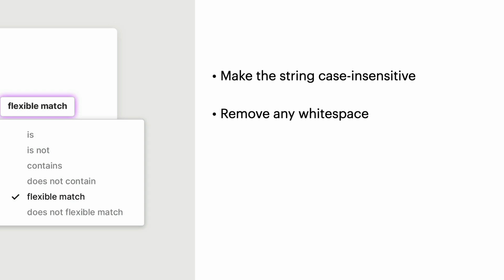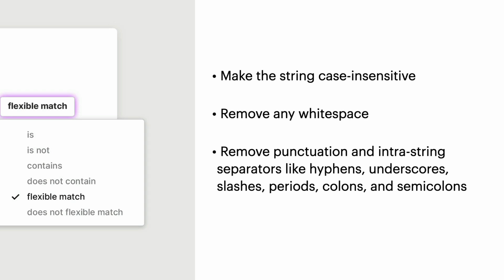So here's how it works. When you use Flexible Match, Vantage will make the string case insensitive, remove any white space, and remove punctuation and interstring separators like hyphens, underscores, slashes, periods, colons, and semicolons.